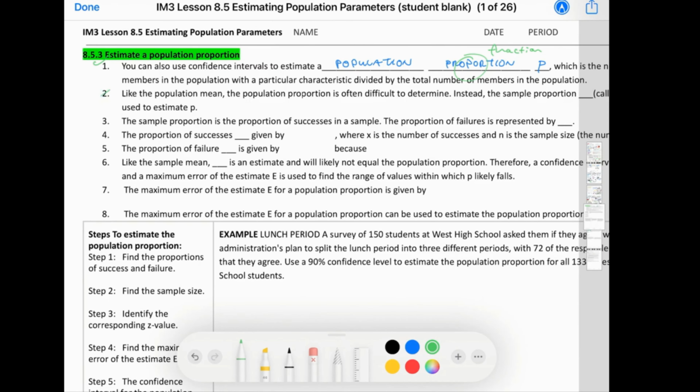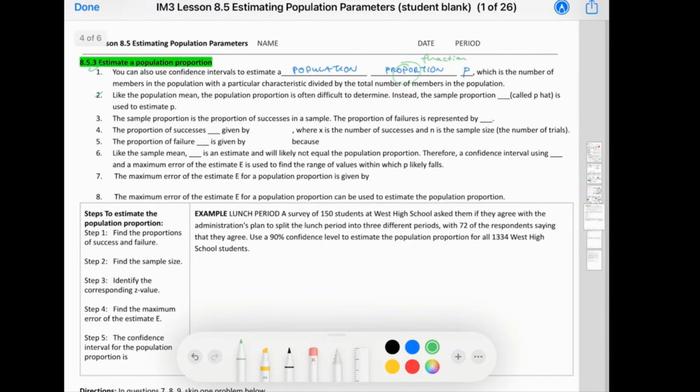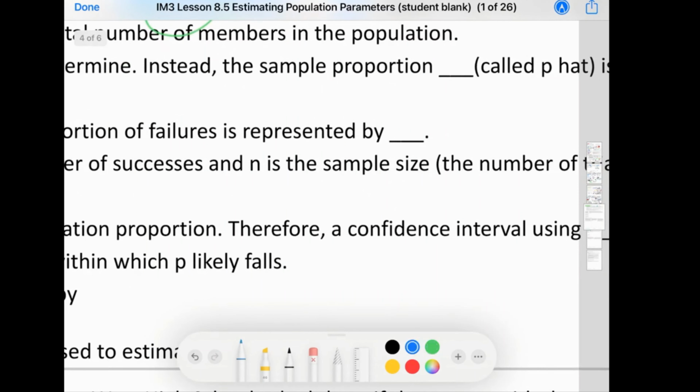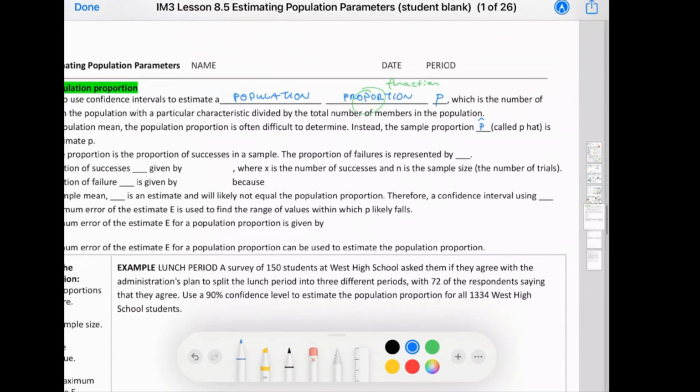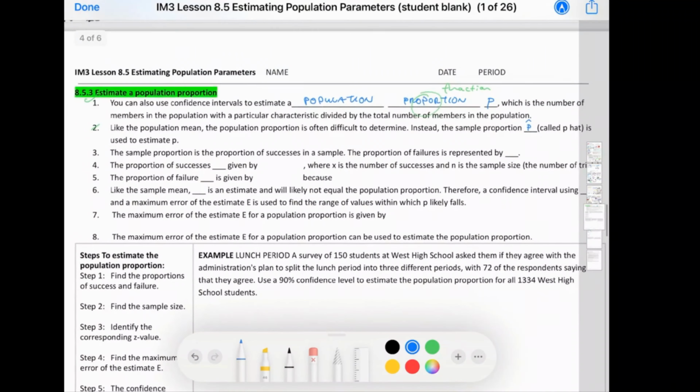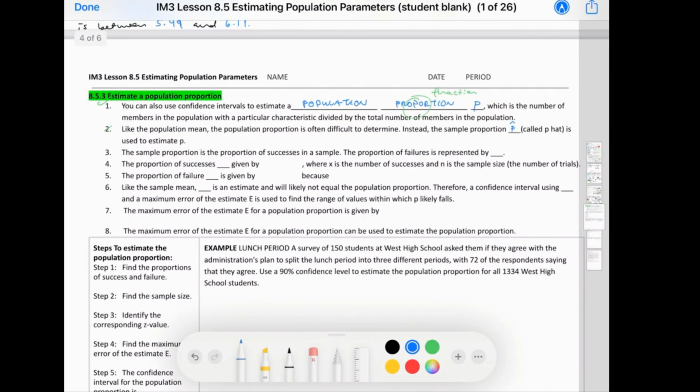Like the population mean, the population proportion is often difficult to determine. Instead, the sample proportion, so here I'm going to draw a P, and you draw a hat on it. P hat is used to estimate P. So again, let's just say at Savannah or CVA, I can't get everybody, maybe I just do Mr. Ng's class and interview them. That sample tells me about the population.